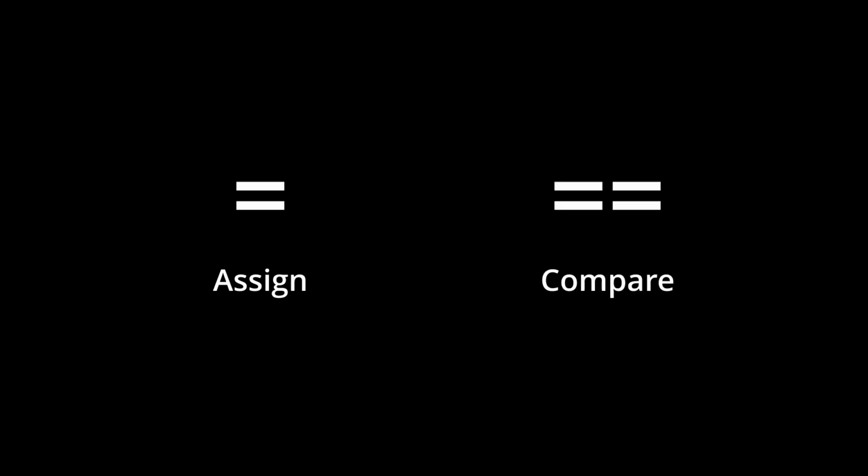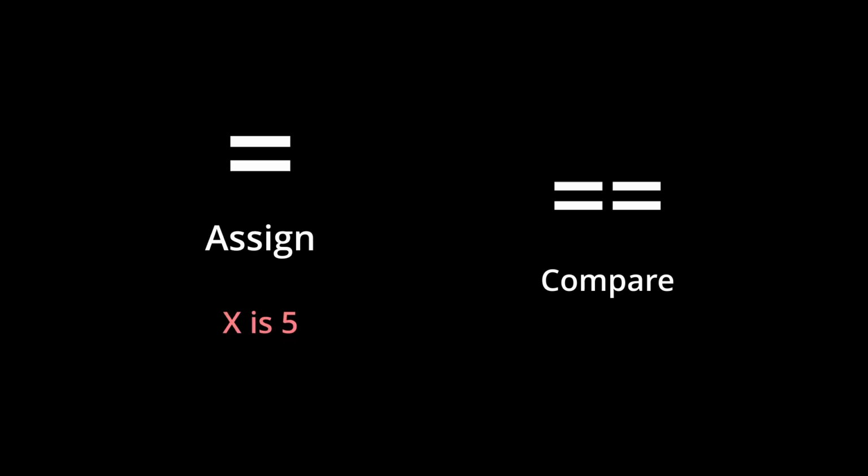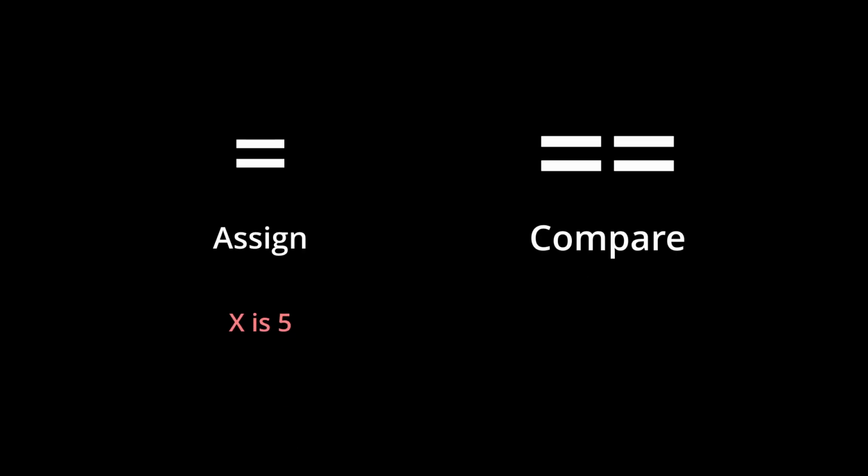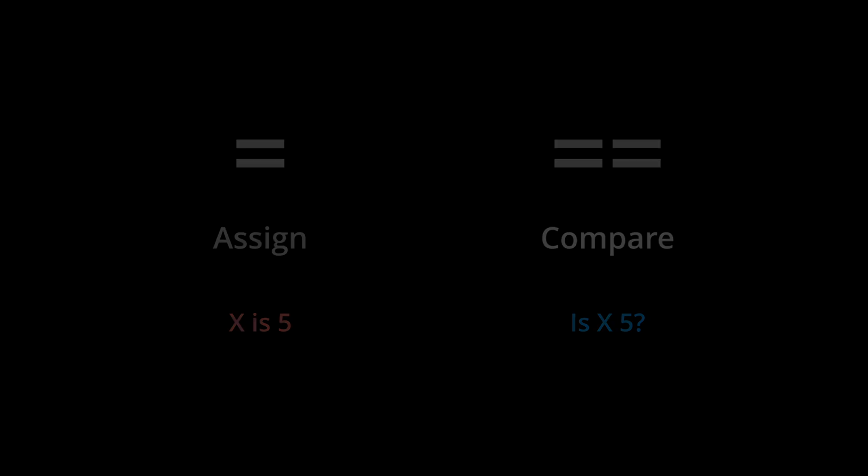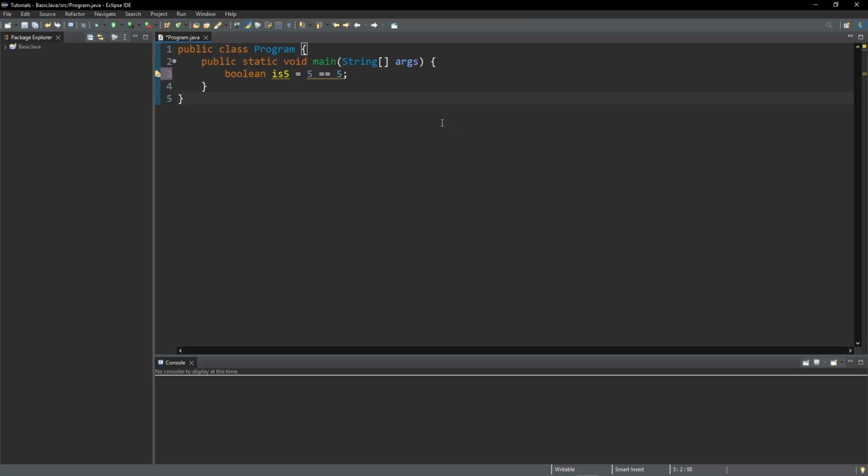First, let's discuss something really quick. This is an assigning equals, and this is a comparison equals. The first equals assigns a variable a value, while the second equals checks to see if that variable is equal to the value on the right-hand side. Let's take a look at what I mean by that.